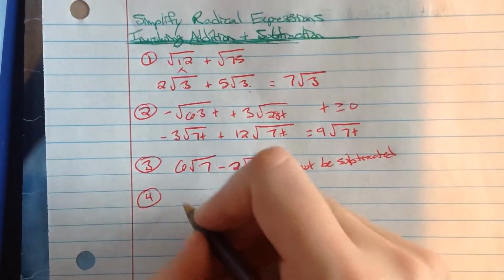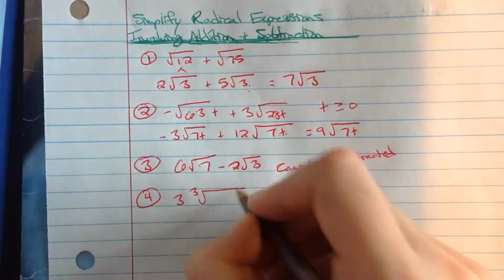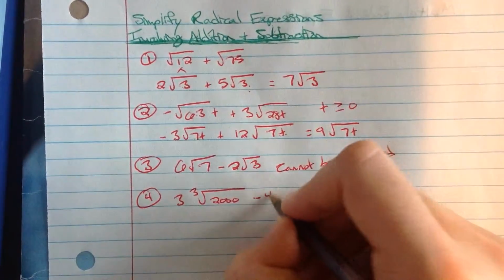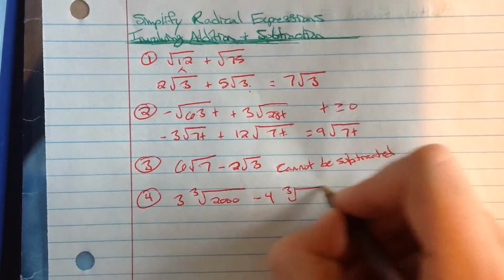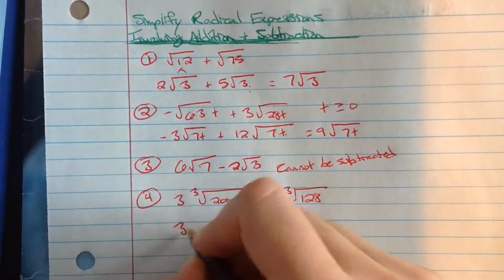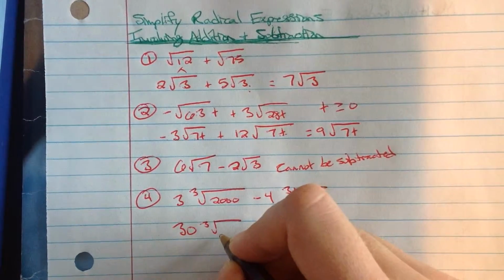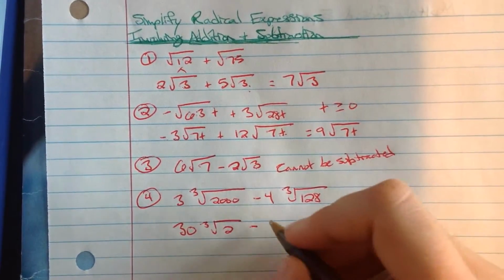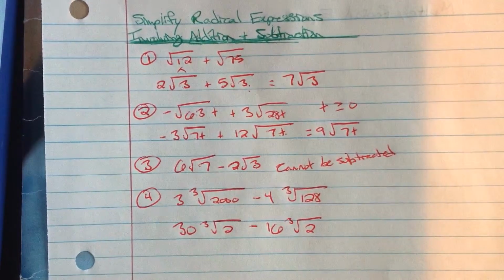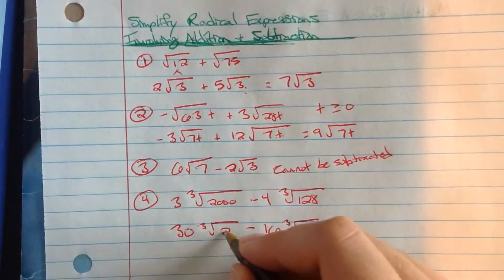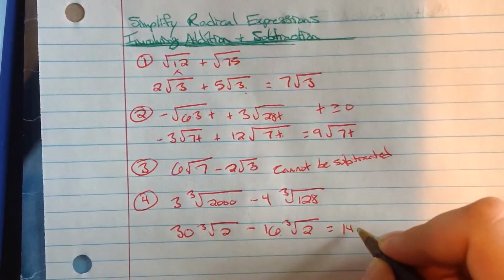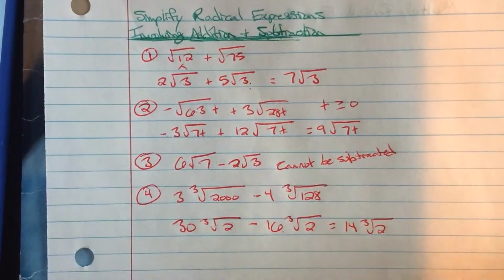So let's do a couple more. What if I have the cube root of 2,000 minus 4 times the cube root of 128? Using a rule of simplifying, this becomes 30 cube root of 2 minus 16 cube root of 2, by pulling out what number comes out 4 times. Since they have the same thing under the cube roots, I can say 30 minus 16 leaves me with 14 of these cube root of 2's.